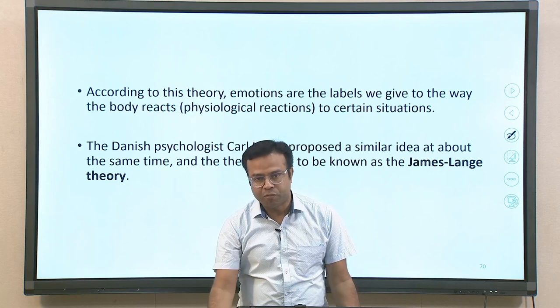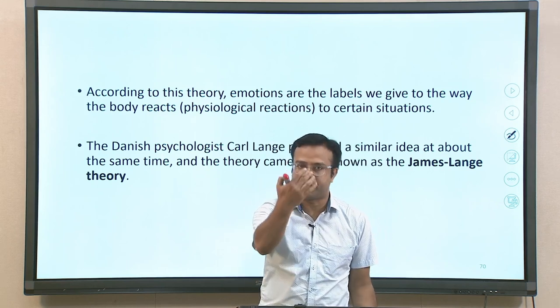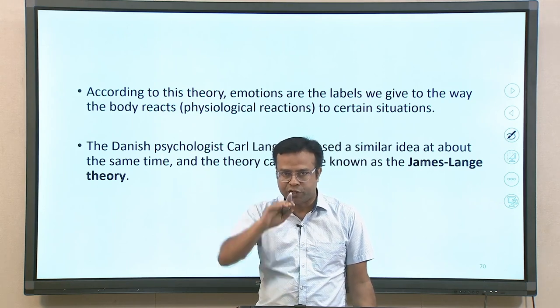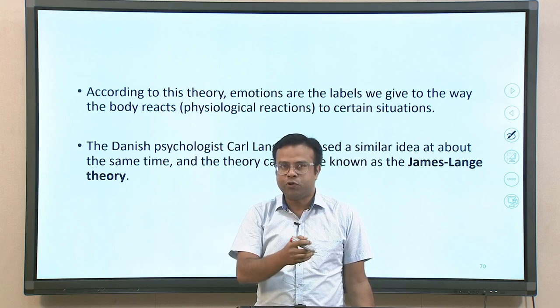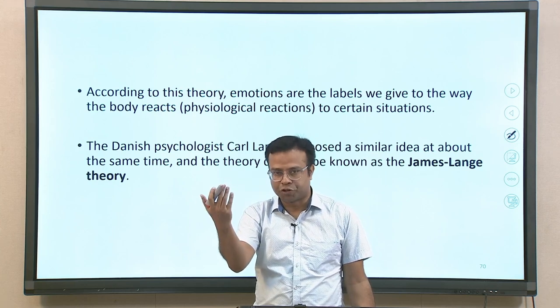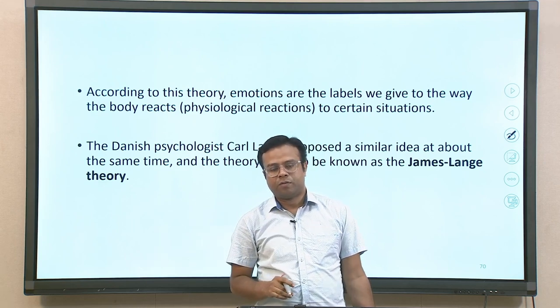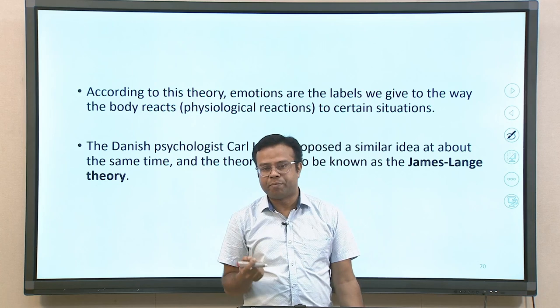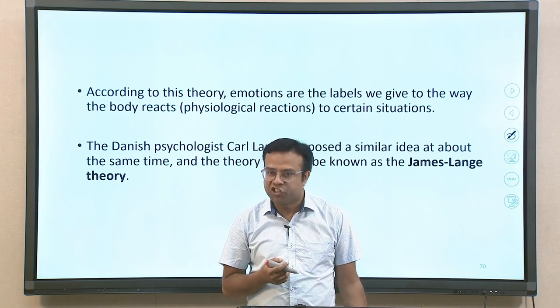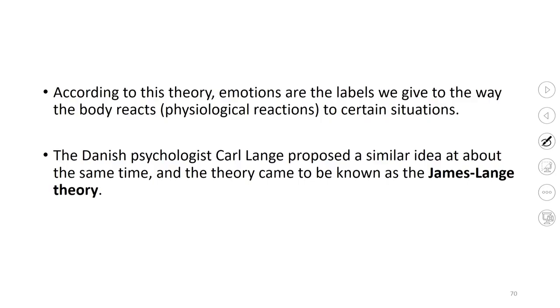So, according to this theory, emotions are the labels we give to the way the body reacts to certain situations. So, a certain situation happens in your life, your body reacts in a certain way, which is physiological changes, arousal. And then you label it according to the situation, you label it with a certain emotion. So, first physiological changes, then emotional experience. A similar idea was also proposed at the same time by the Danish psychologist Carl Lange. He also proposed a similar idea. Therefore, this theory is collectively called the James Lange theory. Both gave similar ideas, so they are combined together into one.